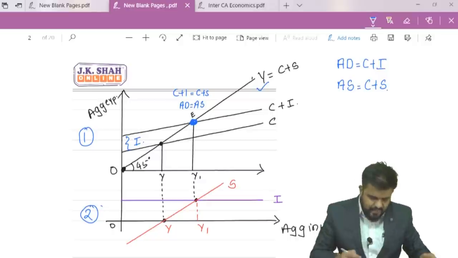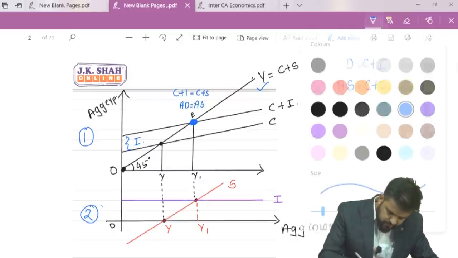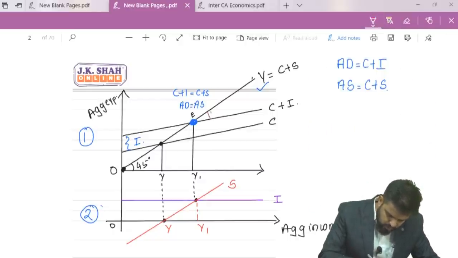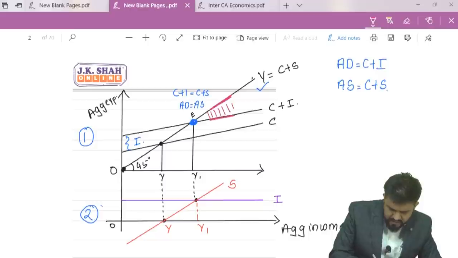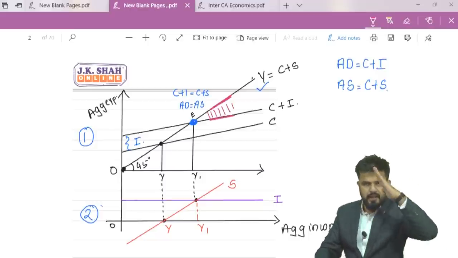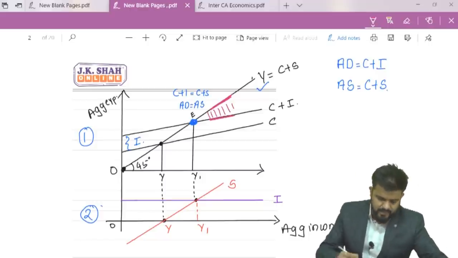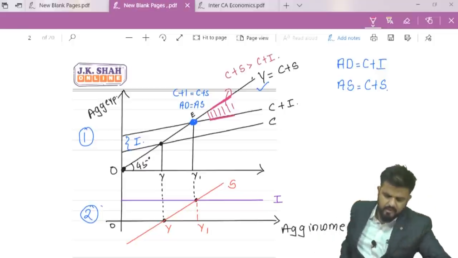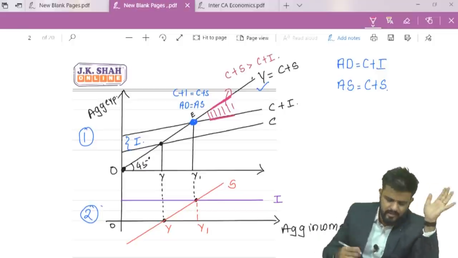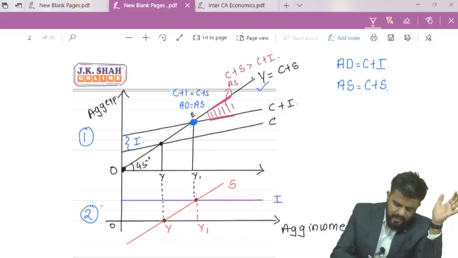But on the right hand side, if you look at this zone, can I say here aggregate supply is more and aggregate demand is less? Aggregate supply more, aggregate demand less, which means I can write here C plus S is greater than C plus I. Can I write here C plus S is greater than C plus I? That is nothing but AS greater than AD.